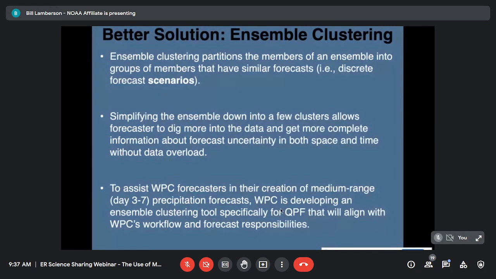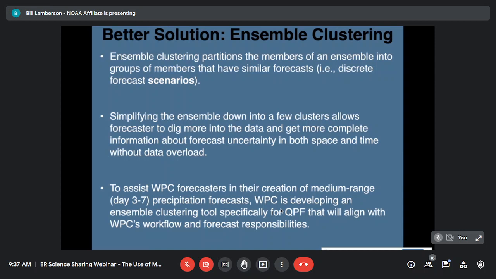So what's a better solution? A better solution is ensemble clustering. Ensemble clustering partitions the members of an ensemble into groups of members that have similar forecasts, or in other words, discrete forecast scenarios. And simplifying the ensemble down into a few clusters allows forecasters to dig more into the data and get more complete information about forecast uncertainty in both space and time without that data overload problem.